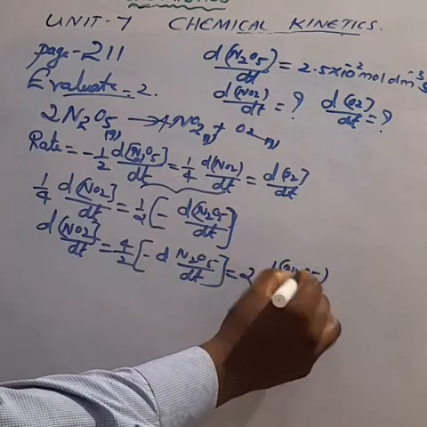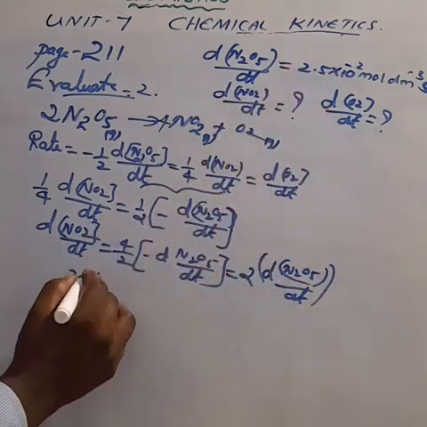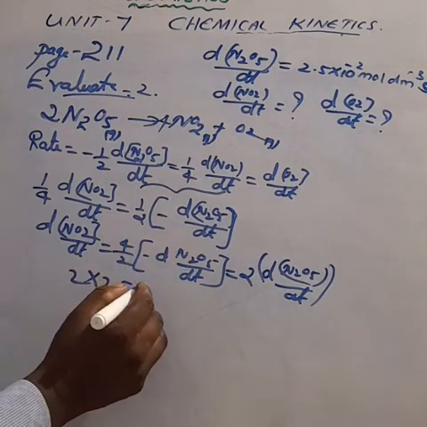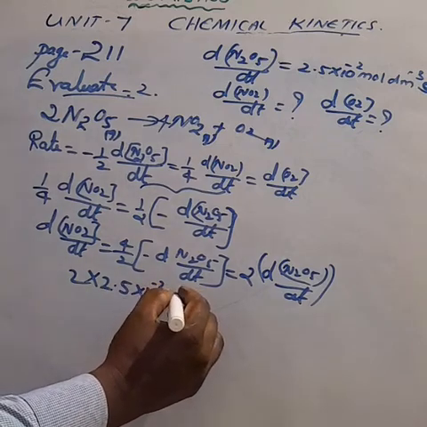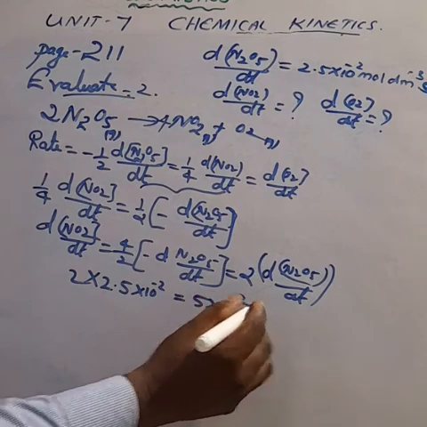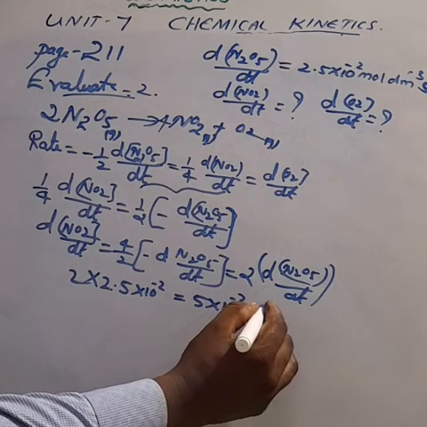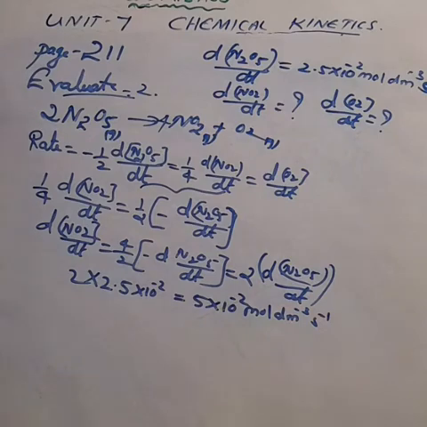So that is equal to 2 into the value given for N2O5. The d of N2O5 by dt is given in the question as 2.5 into 10 raised to minus 2. We just multiply here: 2 into 2.5 into 10 raised to minus 2. 2 into 2.5 is equal to 5. So that is equal to 5 into 10 raised to minus 2 mole dm raised to minus 3 second inverse. This is the first answer.